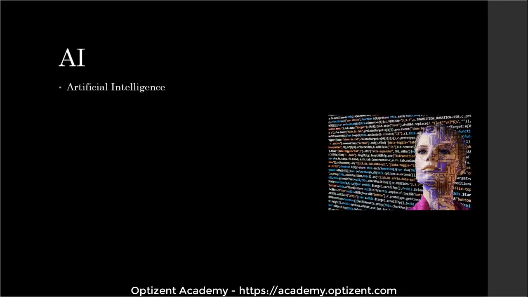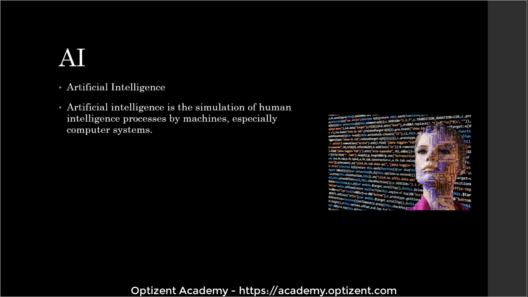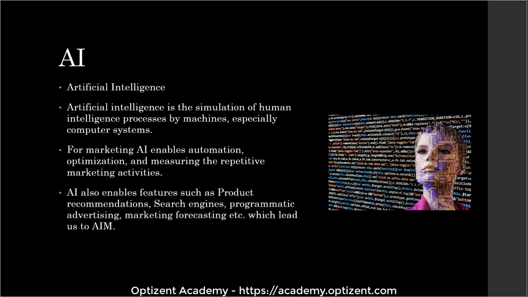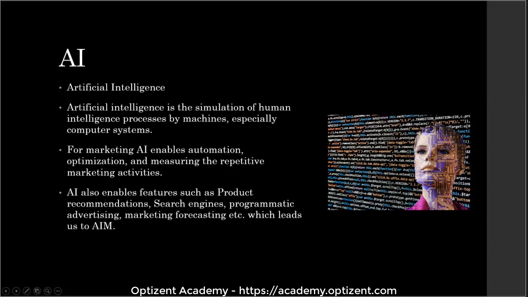AI. AI stands for artificial intelligence. Artificial intelligence is the simulation of human intelligence processes by machines, especially computer systems. For marketing, AI enables automation, optimization, and measuring of repetitive marketing activities. AI also enables features such as product recommendations, search engines, programmatic advertising, marketing forecasting, etc., which leads us to the next acronym, which is AIM.